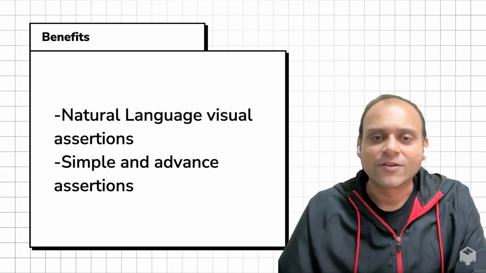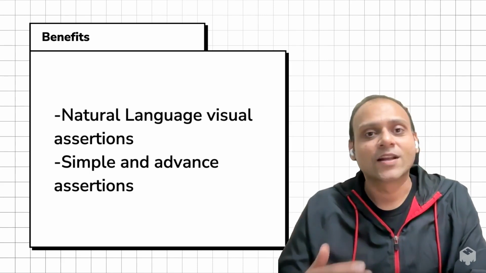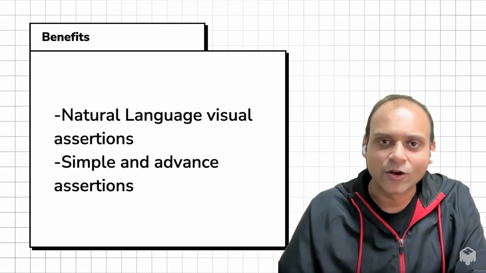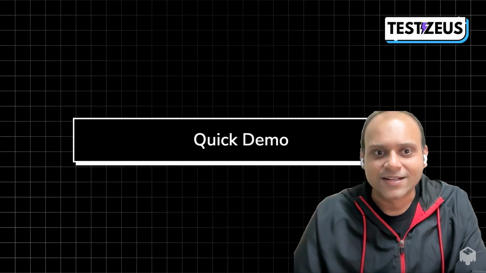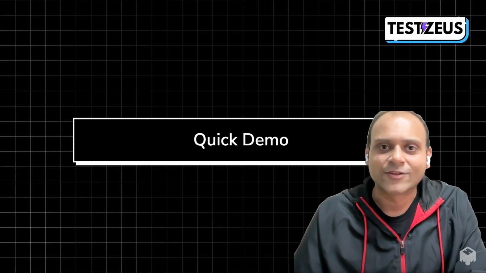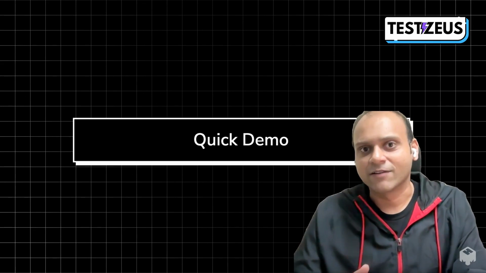Now you can perform visual assertions and validations in natural language. Second, not only can you do simple, you can do advanced assertions as well. So let's understand from a quick demo what this actually means. What are simple ones? What are advanced ones?